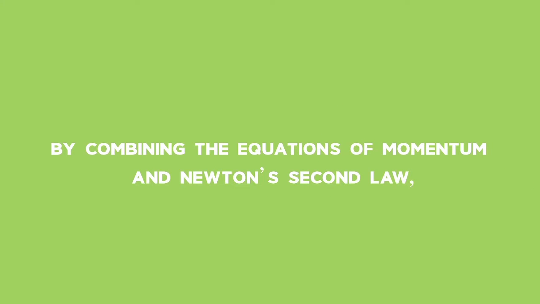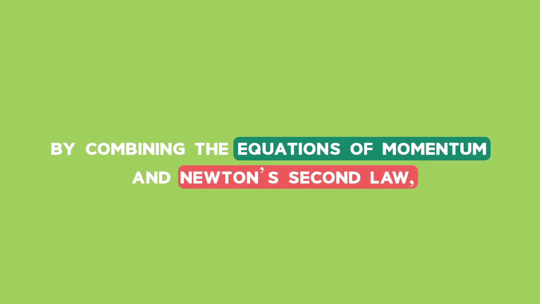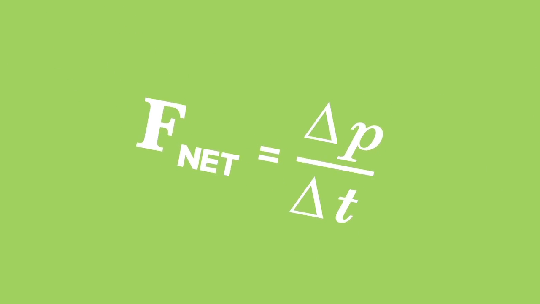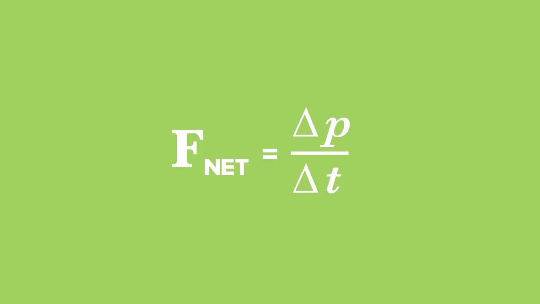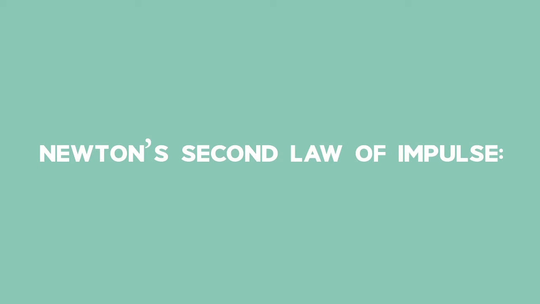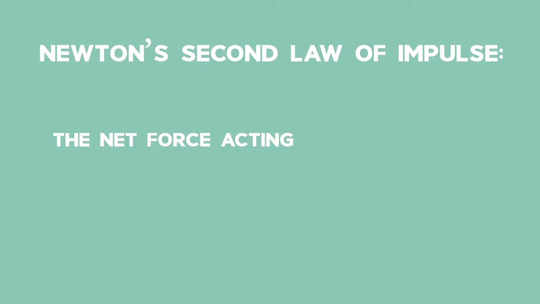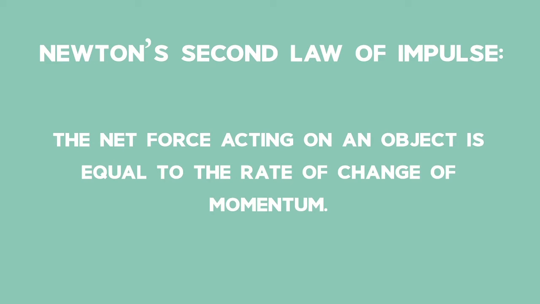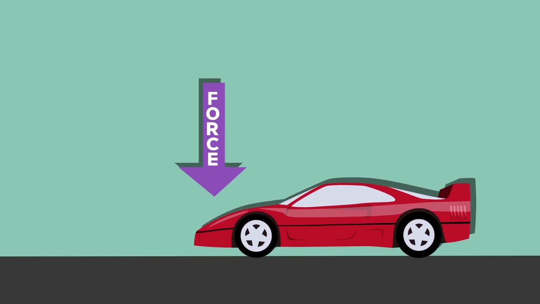So, by combining the equations of momentum and Newton's second law, we get a new way of looking at Newton's second law of motion, and this is important to know. Newton's second law in terms of impulse can be stated as such. The net force acting on an object is equal to the rate of change of momentum. So, that's saying that the force we must apply to an object is determined by how much momentum must change and how long the force is applied.